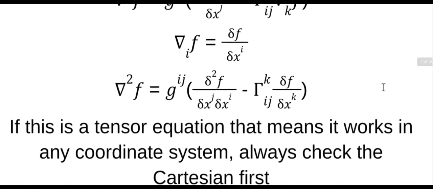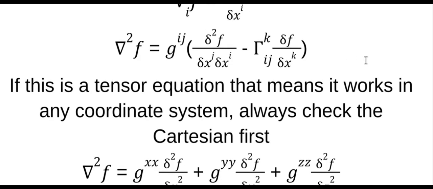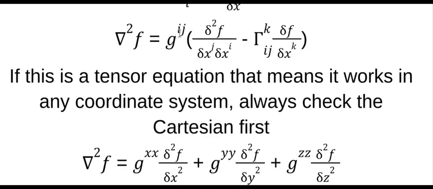If this is a tensor equation, that means it works in any coordinate system, right? So the easiest thing to do is always check something like this with the Cartesian coordinate system because it's the easiest. All right, so the metric tensor in Cartesian coordinates is what? It's the identity matrix. So all of the cross terms, xy, xz, etc., they're all zero. So we're only left with xx, yy, and zz. And there are no Christoffel symbols in the Cartesian coordinate system, remember? Because the basis vectors don't change anywhere in the space. So this whole term is gone.